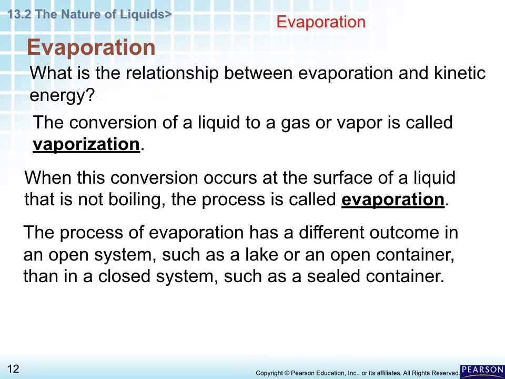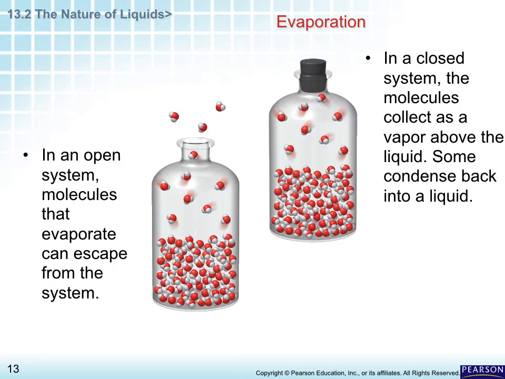Evaporation. What is the relationship between evaporation and kinetic energy? The conversion of a liquid to a gas or vapor is called vaporization. When this conversion occurs at the surface of a liquid that is not boiling, the process is called evaporation. The process of evaporation has a different outcome in an open system, such as a lake or an open container, than in a closed system, such as a sealed container.